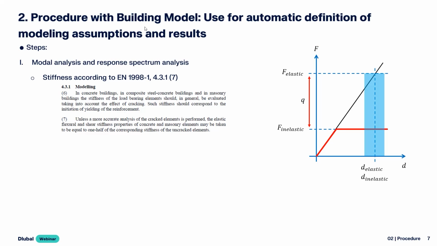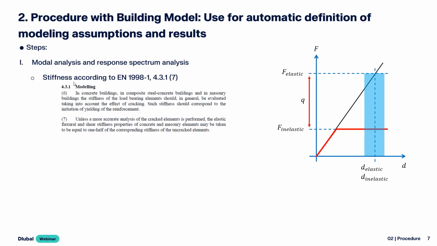So, okay, let's start on the second chapter of today. The procedure with the building model. I have 4 steps and then a couple of sub steps. I'm going to once again present here several sections from the norm, and after that I'm going to jump into the model. So let's check out 2 important sections. The first step, modal analysis. Based on an available model, we will define a modal analysis, and after that a response spectrum analysis.